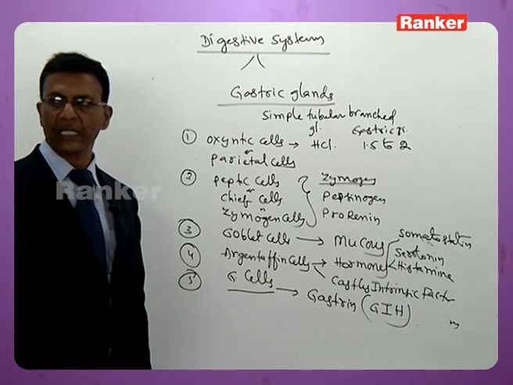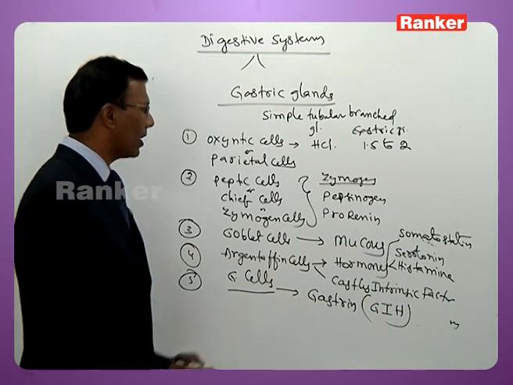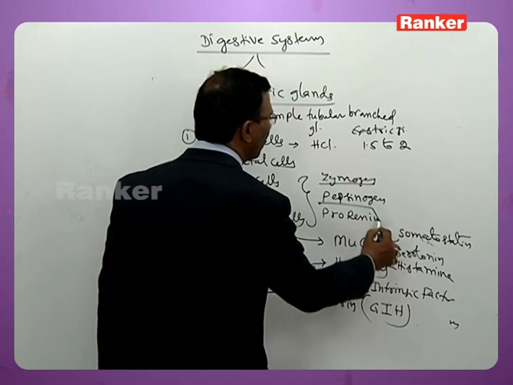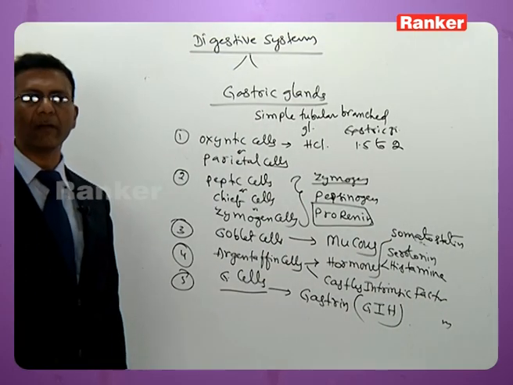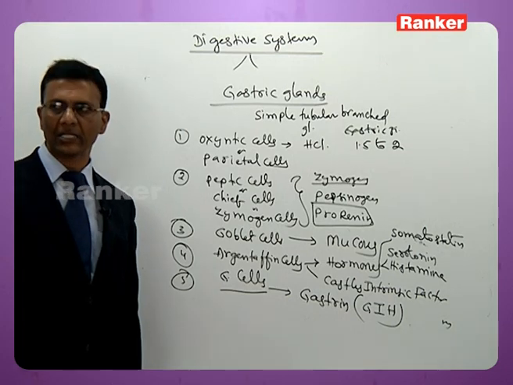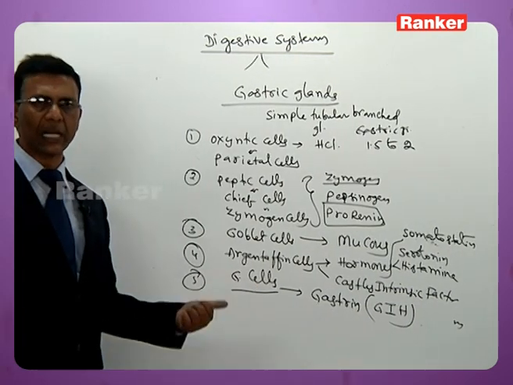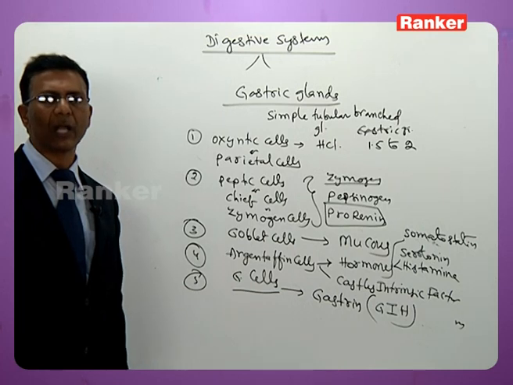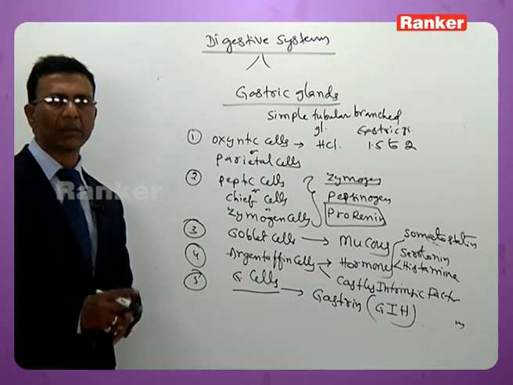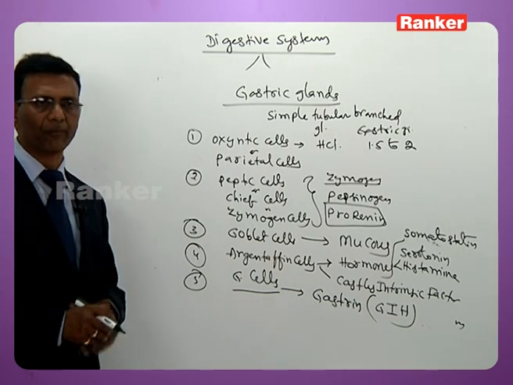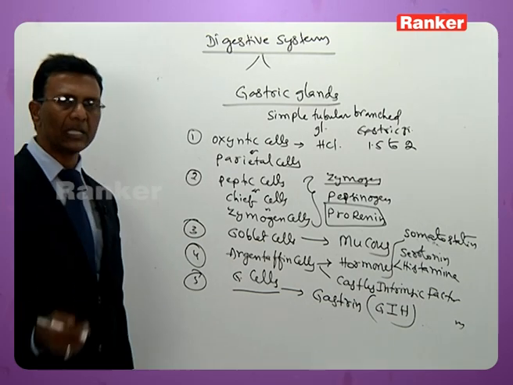So these are the enzymes, and you must make a note of it. This prorenin is secreted only in infants. It is absent in adults. Why it is absent in adults, I shall tell you later on when we take up the physiology part of the digestion. So that was the digestive glands of the stomach and the structure of the stomach. Now we shall talk about the small intestine.